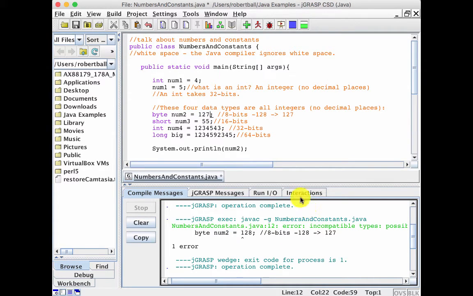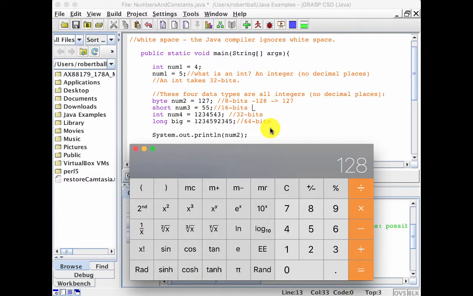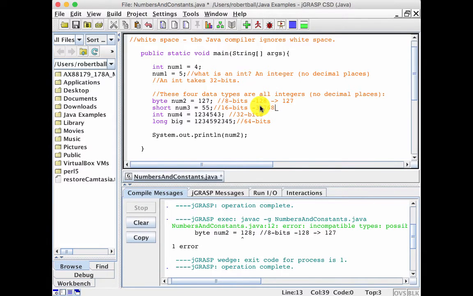Well, if we go back to our calculator, what about a short? A short only has 16 bits, so 1 bit is used for the negative sign. So we have 2 to the 16 minus 1 is 15. All right, well, that's 32,768. Well, we have to have a place for a 0, so that's negative 32,768 to positive 32,767. Okay, while we're at it, we might as well keep going.